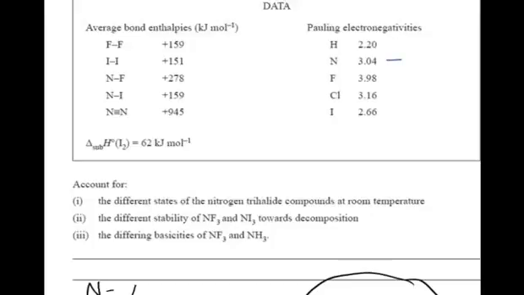If we have nitrogen to chlorine, which is 3.16, that's very close. Nitrogen to iodine, which is 2.66, that creates a slight permanent dipole. And then if we consider nitrogen to fluorine, which is 3.98, that's 0.94 difference. That would create the most significant permanent dipole.